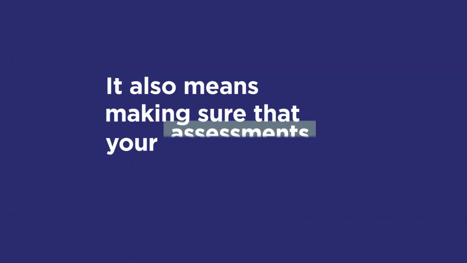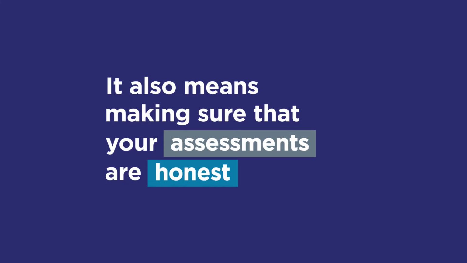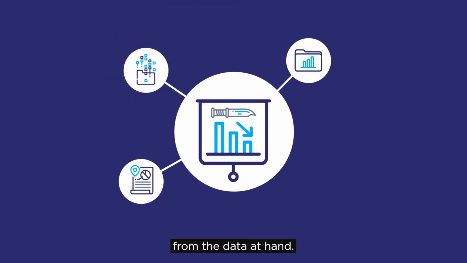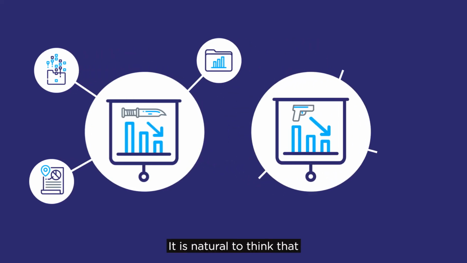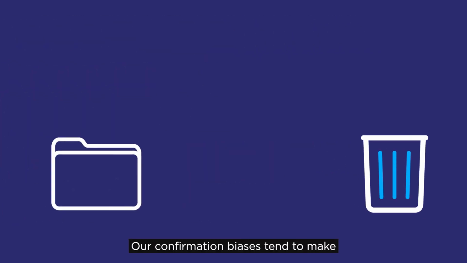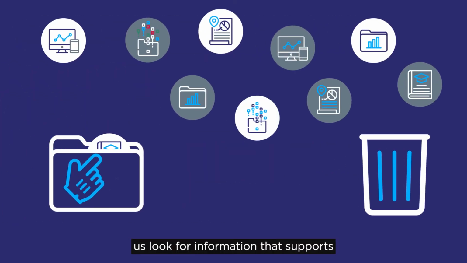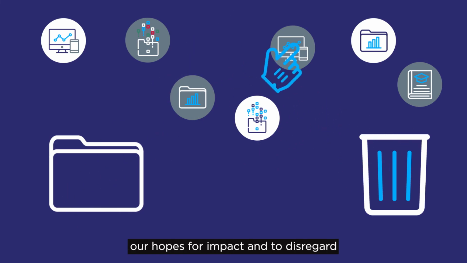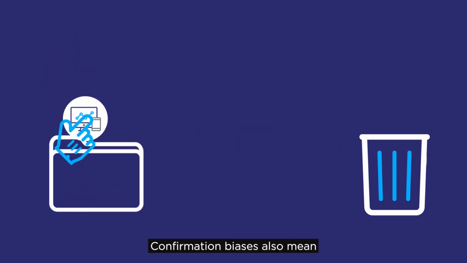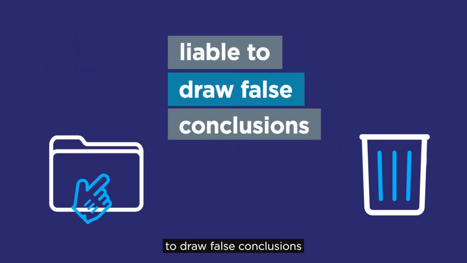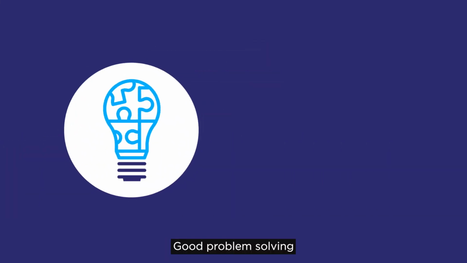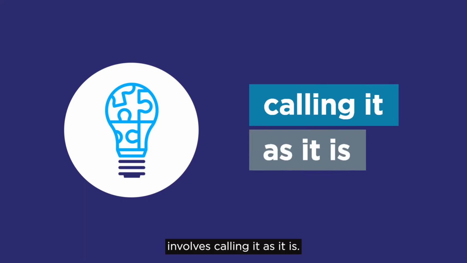It also means making sure that your assessments are honest. They must not claim more than can be justified from the data at hand. This too can be challenging. It is natural to think that what we are doing is helping to resolve a pressing problem. Our confirmation biases tend to make us look for information that supports our hopes for impact and to disregard information that might contradict them. Confirmation biases also mean that we are liable to draw false conclusions without any intention to do so. Good problem solving involves calling it as it is.